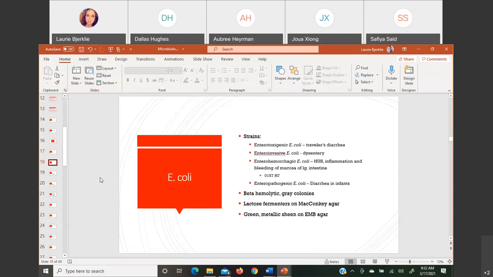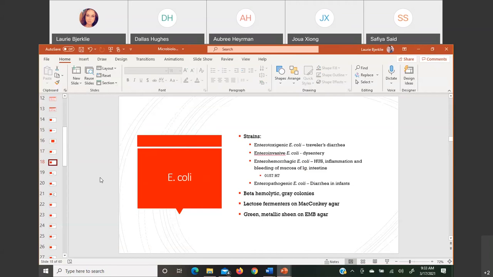There are many different strains of E. coli. We have enterotoxigenic E. coli, which is traveler's diarrhea, nicknamed Montezuma's Revenge, if you were to drink the water in Mexico or something like that. Enteroinvasive E. coli causes dysentery. Enterohemorrhagic E. coli is your E. coli O157, which has that really big Shiga toxin attached to it. It's a huge disease causer. It can result in HUS, hemolytic uremic syndrome, especially in children, coming from different foods that might be contaminated.